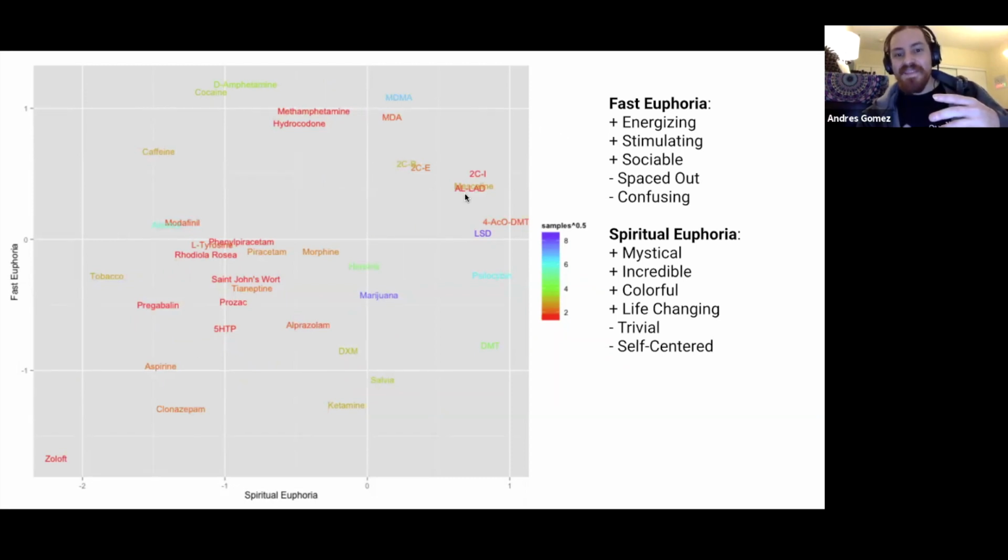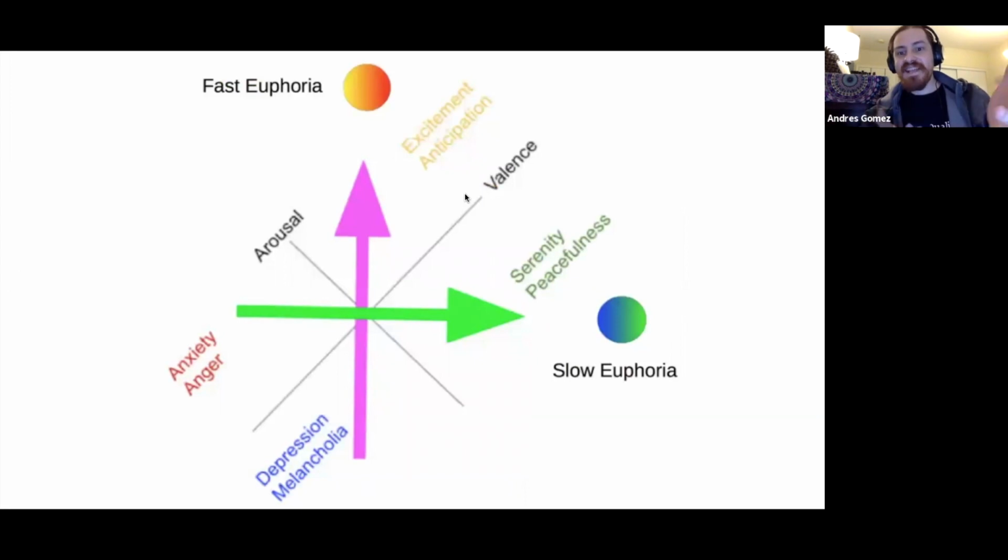In a sense, this is just a change of basis, but you still get the valence dimension emerging out of this dimensionality reduction analysis. If you ask the factor analysis to give you just one factor, it is going to be the valence factor. That is the axis that accounts for most of the variance for the effects of drugs.